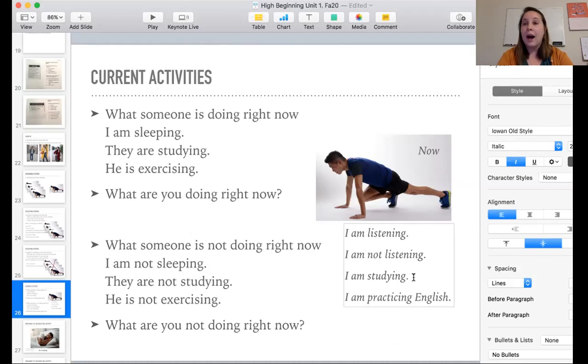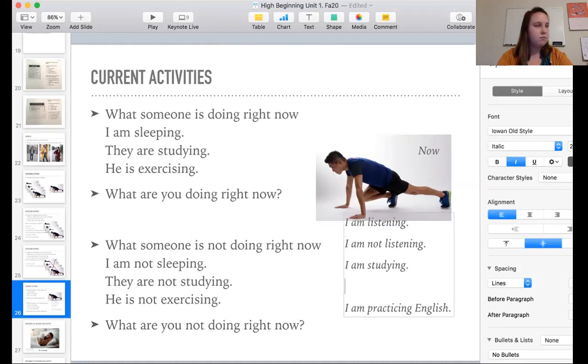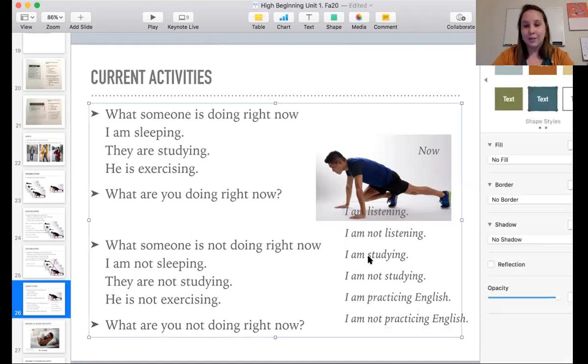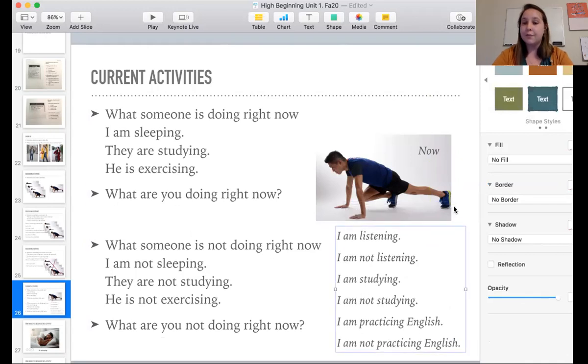What about this one? I am studying. Hear my dog. Good. I am not studying. What about this one? I am practicing English. How would you make that negative? Okay. I am not practicing English. Good. Good.